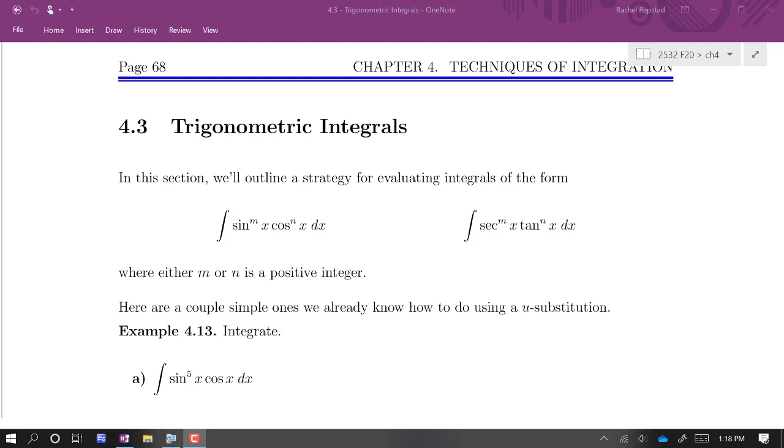Alright, in this section we're going to look at trigonometric integrals. In particular, we're going to look at how we integrate stuff of the form where we're multiplying powers of sines and cosines and powers of secants and tangents together. And I should just mention the techniques for secants and tangents would also work for powers of cosecants and cotangents.